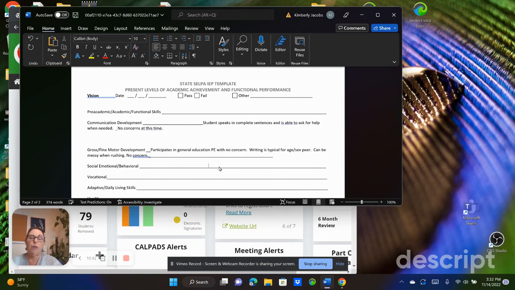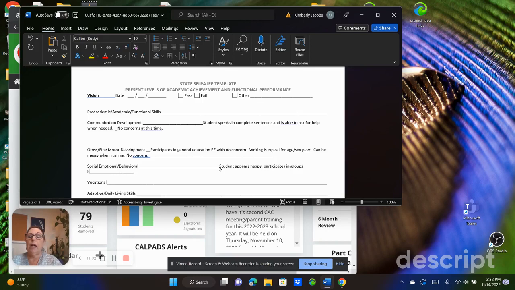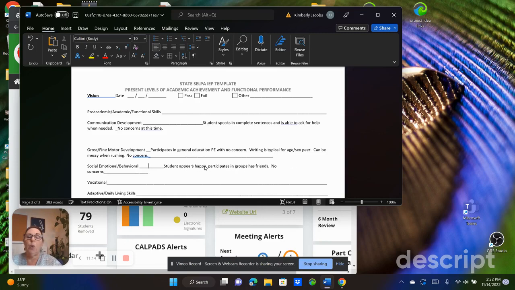Social, emotional, and behavior. This is where we're going to check that the student is feeling okay about themselves in school and getting along. So for social, emotional, we could put, and I'll write student here, you could write the child's name, student appears happy, participates in groups, has friends, no concerns. As we get more and more students that are struggling with autism, we get more and more that maybe don't have friends and don't want to participate in groups, but when you have no concerns, that's what you're going to write.